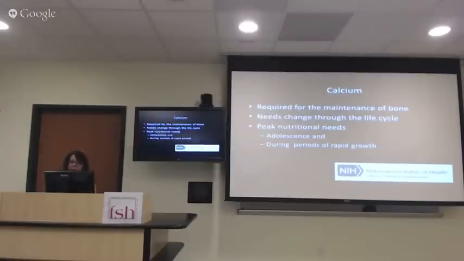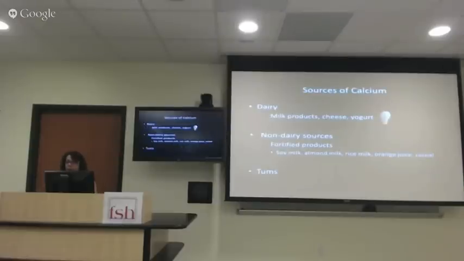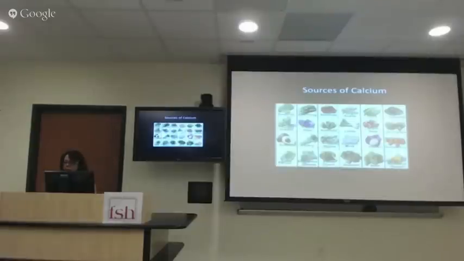Calcium is also required for bone maintenance, and our needs for calcium change throughout the life cycle with peak needs in adolescence and times of rapid growth. Sources of calcium primarily are from milk products, but many people are intolerant to milk or lactose, so there are milk alternatives as well as fortified products with calcium. Tums are a great source of calcium as well. And another source that a lot of people overlook, sources of calcium, include these green leafy vegetables, as well as almonds and other nuts, Brazil nuts, pumpkin seeds, avocados. So there are a lot of dietary sources, and dietary sources are probably the best source rather than taking supplements.